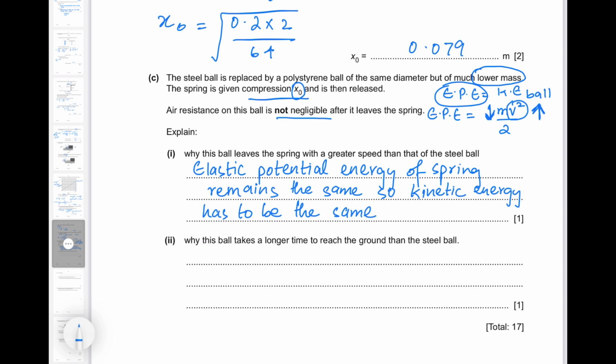2. Explain why the ball takes a longer time to reach the ground than the steel ball. The polystyrene ball with a smaller mass has a resultant force, which is the force due to gravity, which acts on it. And this force is smaller because it has a smaller mass, so it will take longer to reach the ground.